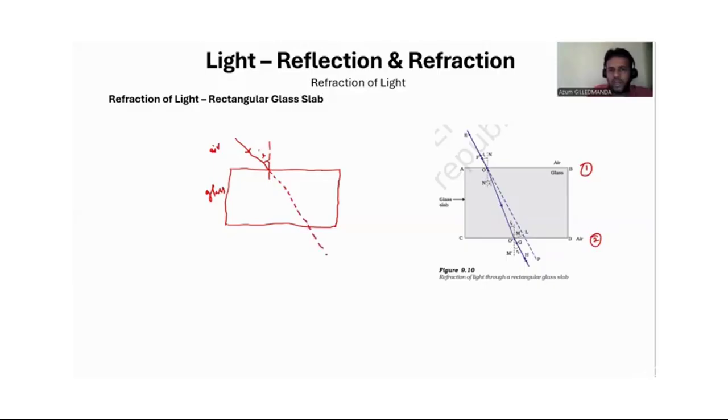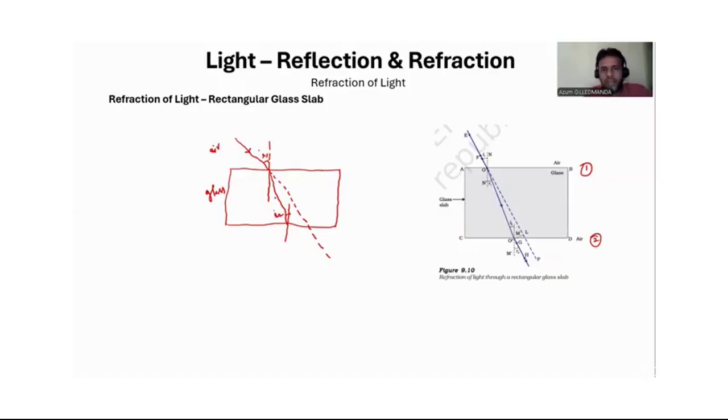Yeah, I'm drawing with free hand, so it may not be straight. But here, if I just extend this, it bends towards the normal. That means instead of going in that direction, it travels like this. Now it hits the other surface. So that's again another angle of incidence, right? Let's say this is I1. This is another angle of incidence, that is I2, right?